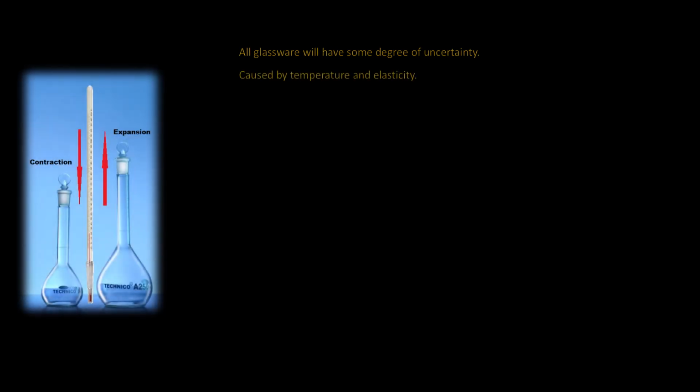All glassware has a certain amount of uncertainty. They are not 100% accurate. The degree of uncertainty stems from temperature and elasticity. As temperature increases, the glass containers will expand to some degree. As the temperature decreases, the containers will also contract in size. Distilled water will also expand and contract in volume. Albeit very small over time, the accuracy of the analysis may be affected.